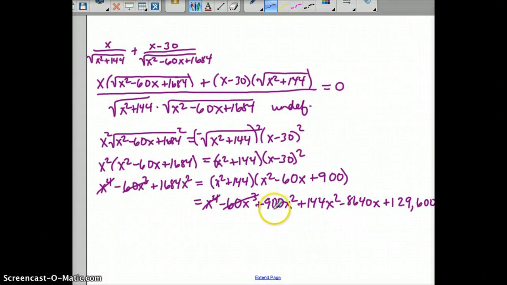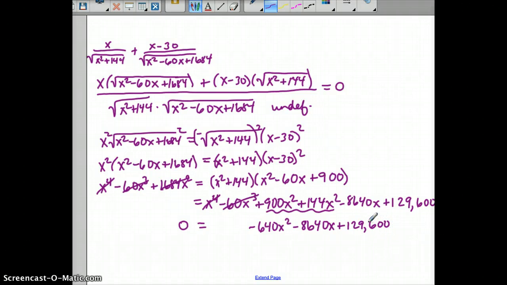So here we'll have these two added up and then minus 1684. So 900 plus 144 is 1044x squared, minus 1684 is negative 640x squared. And so now we've got 0 over here equals negative 640x squared minus 8640x plus 129,600.